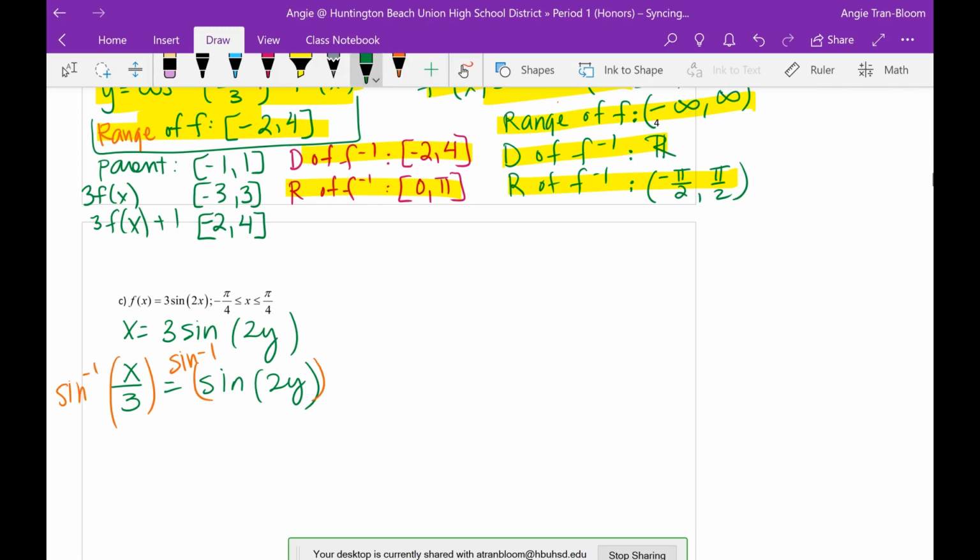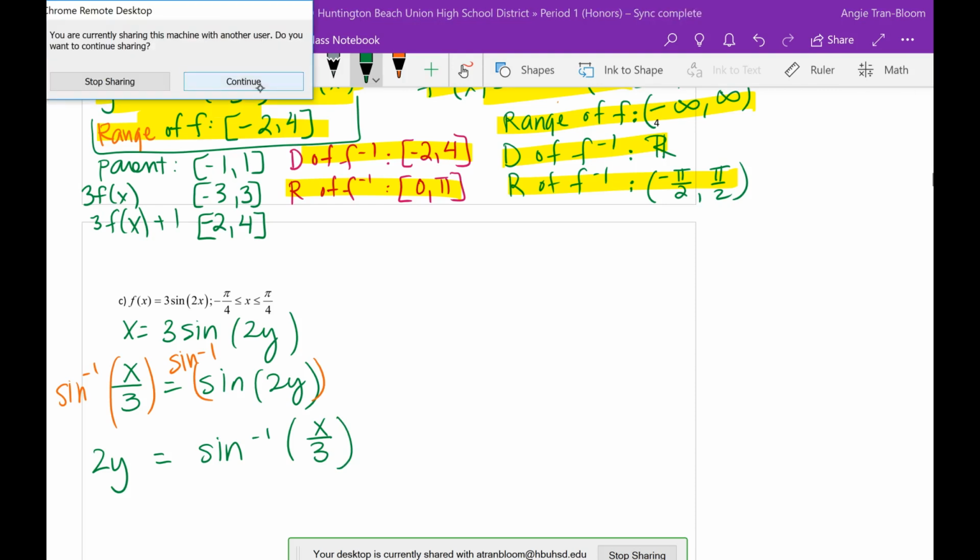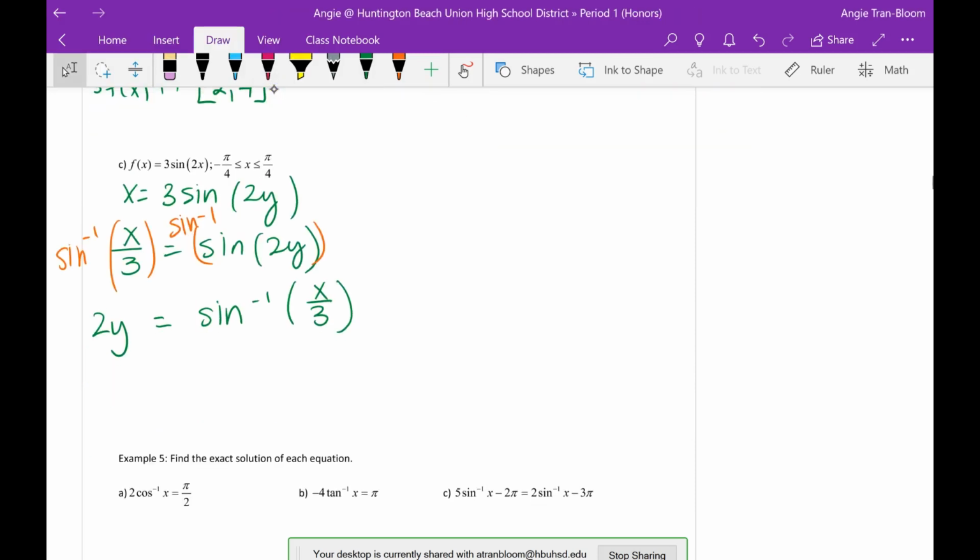Okay. Then that will give me 2y equals sine inverse of x divided by 3. You cannot divide by 2 before taking the sine inverse. You got to take the sine inverse first. Then can I now multiply both sides by a half?